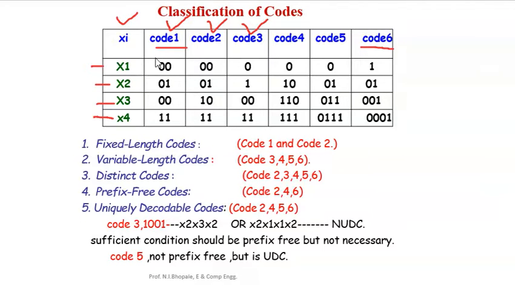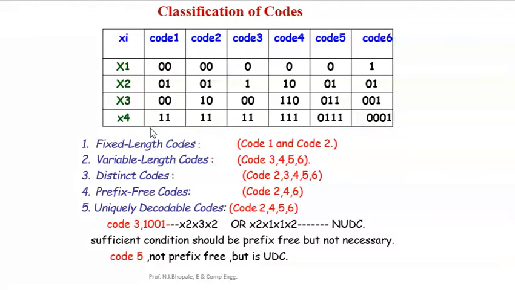As you can notice here, x1 will have the code word 00, x2 will have the code word 01, x3 will have the code word 00 and x4 will have 11. So overall this is nothing but the code. As we have gone through, a group of code words is nothing but the code. So combined it is code 1. Okay, so let's look at what is a fixed length code.